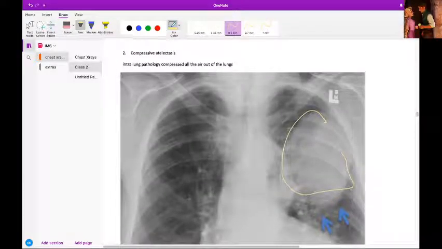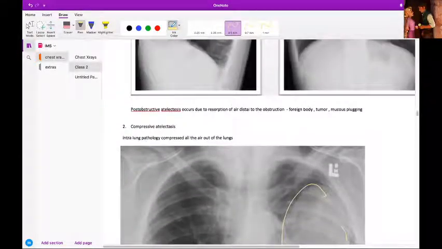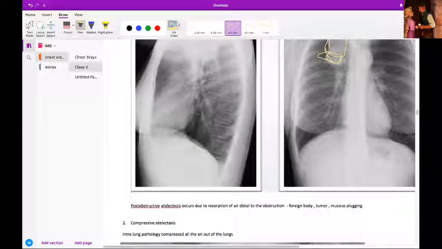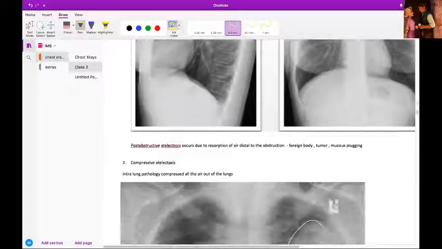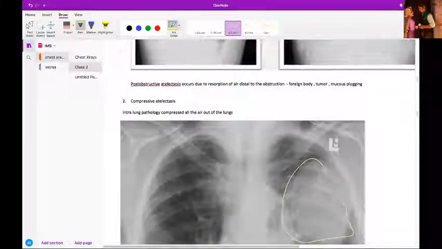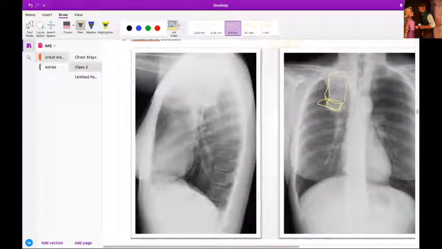So basically what I think is, maybe post-obstructive and compressive can occur together also, and it doesn't have to occur together also. If it does, then yeah, it can be both together.